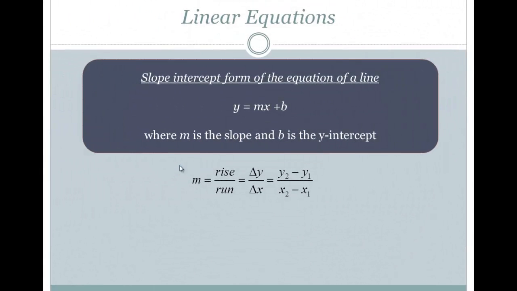We're going to talk about equations of lines. We're going to see a couple of different equations of lines. This one in particular right here is the slope-intercept form. This is probably the most common one that you have used before. y equals mx plus b, where m is your slope, and b is your y-intercept.